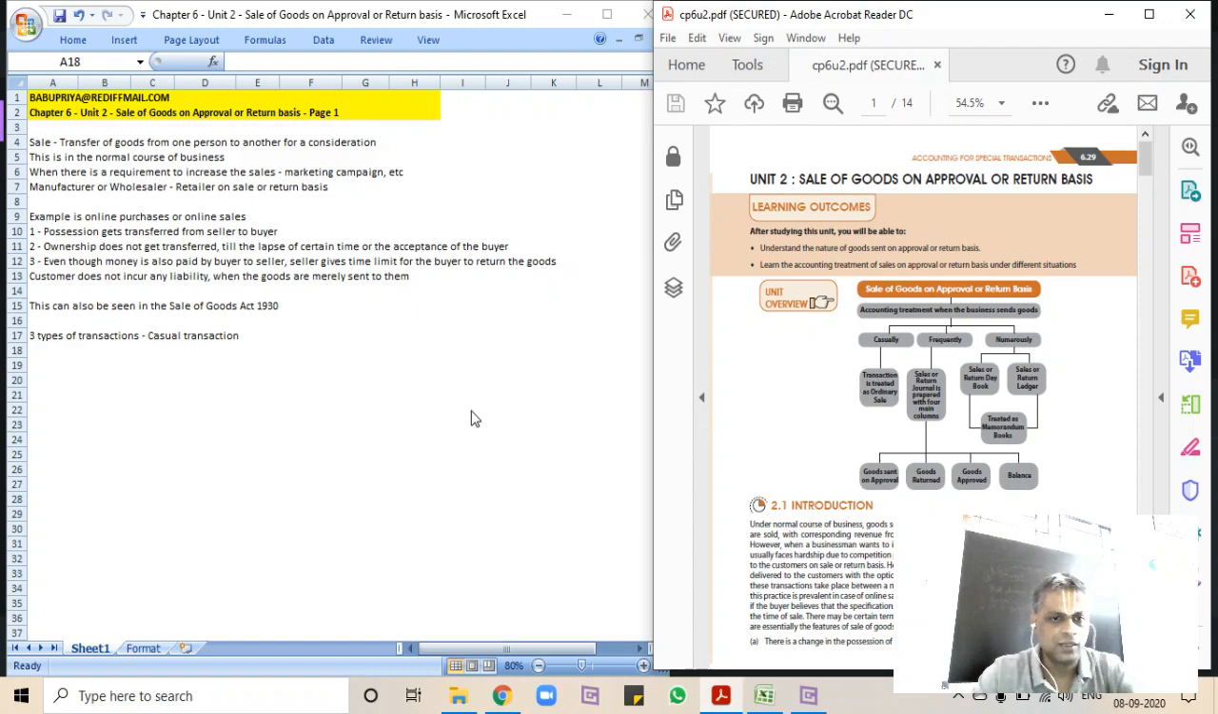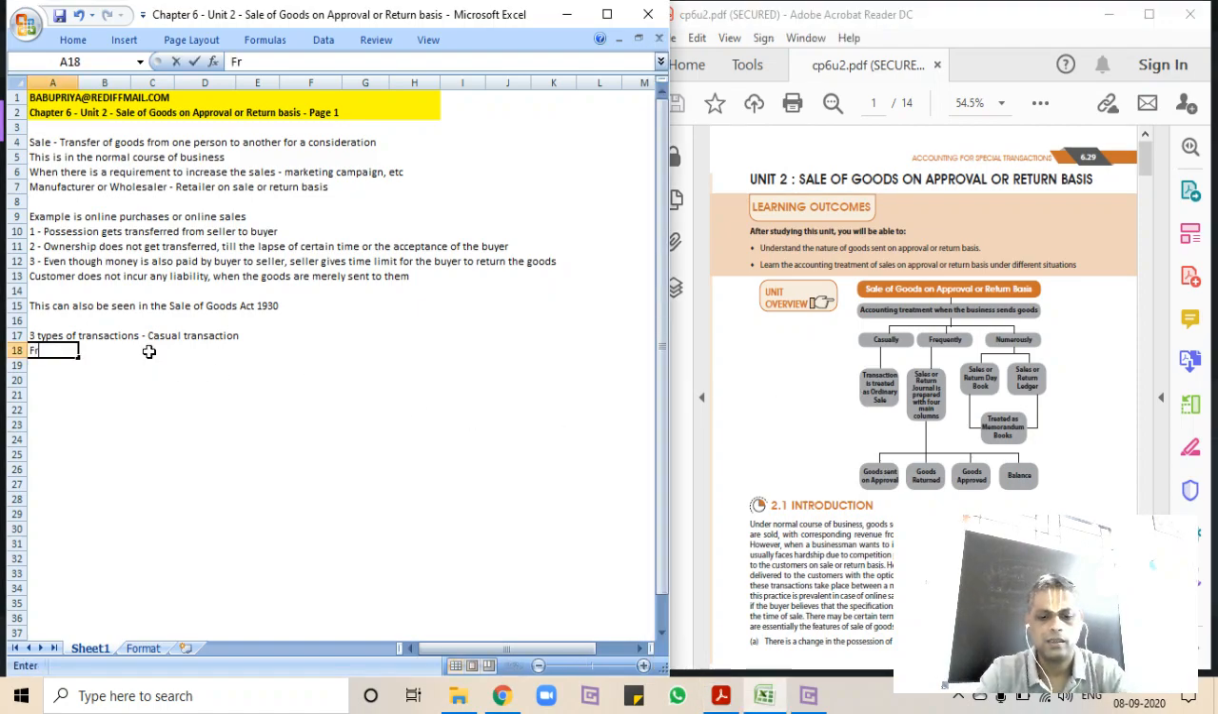Frequent transactions. Sorry, missed it. So there is not a major difference between a casual transaction and a frequent transaction. The only difference is that the number of transactions will be more and very frequent, probably every alternate day, every week, or regular purchases, etc. Frequent transaction means regular purchase or sale between the parties, right? And then the next one is numerous transactions.